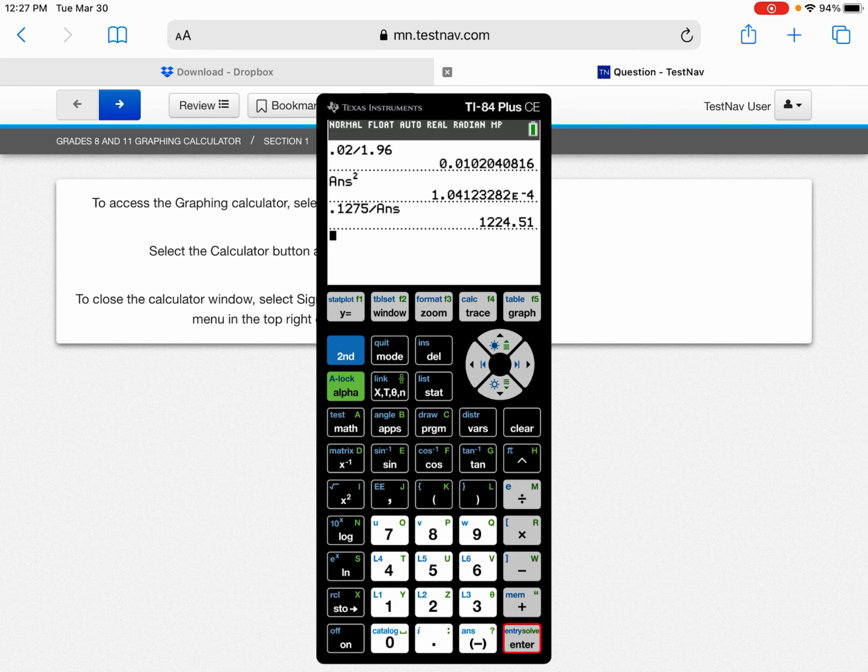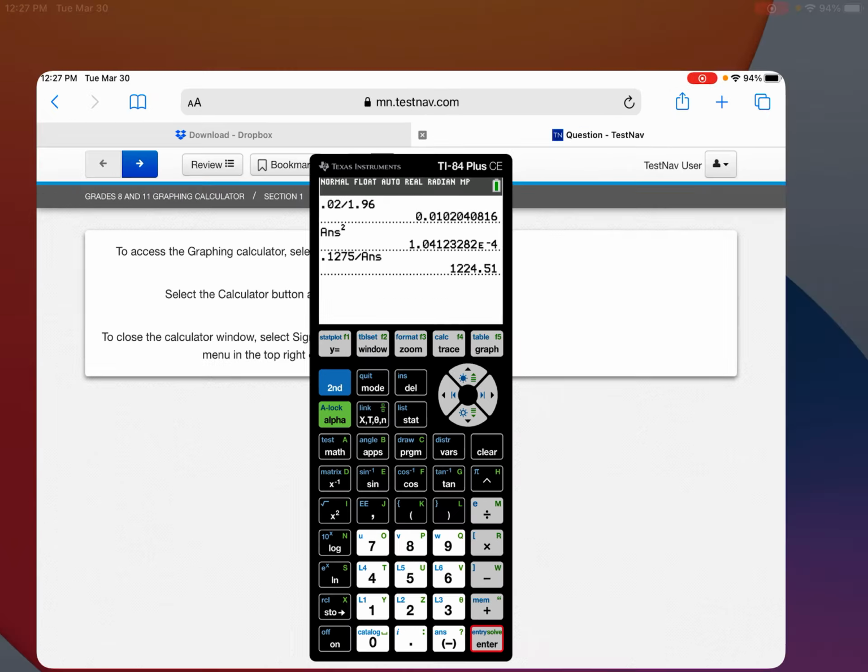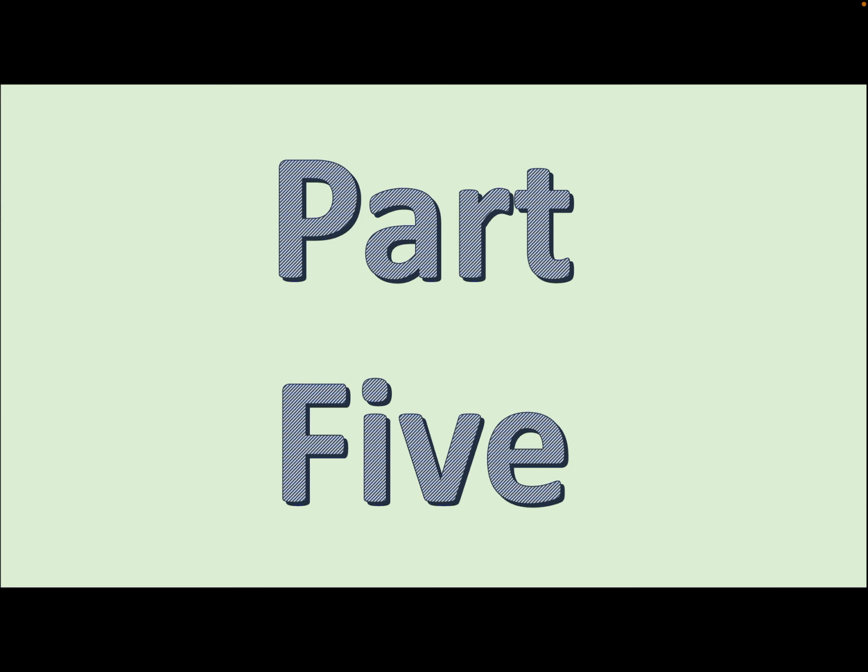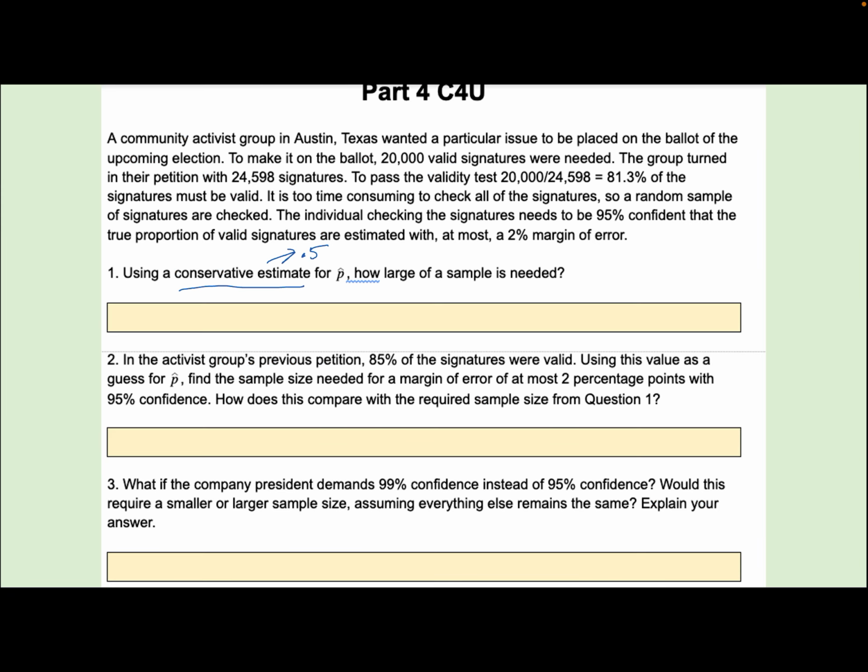Okay, so looking back to our problem, we just have one more here. For number 3, if the company president demanded 99% confidence instead of 95% confidence, you would need a larger sample size to be more confident. You would have to check more signatures. All right, we're done with part 4. Finish that up and then tune in for part 5.